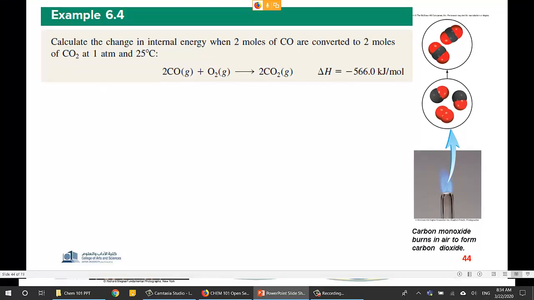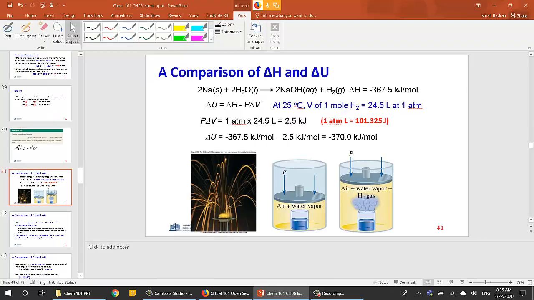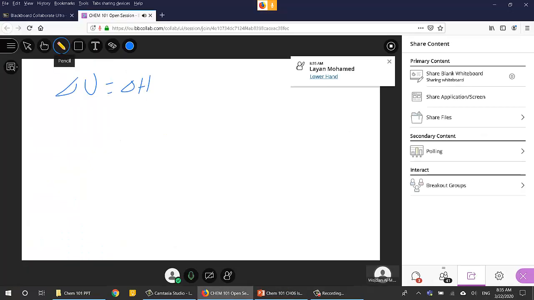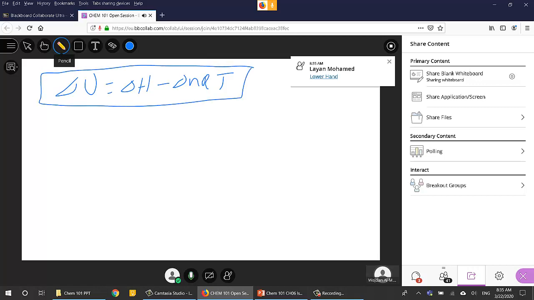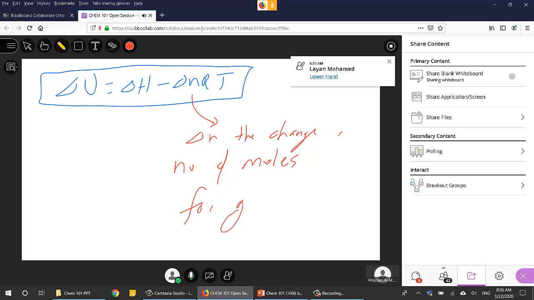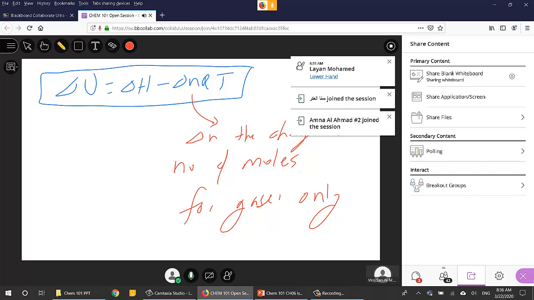So now we have another equation here. It's a very important equation, delta U is equal to delta H minus delta nRT. You can calculate delta U from delta H or vice versa. And delta n here is defined as the change in number of moles for gases only. If you have gases in the equation, you can consider them. Otherwise, you don't consider them. Okay, so delta U is equal to delta H minus delta n RT.